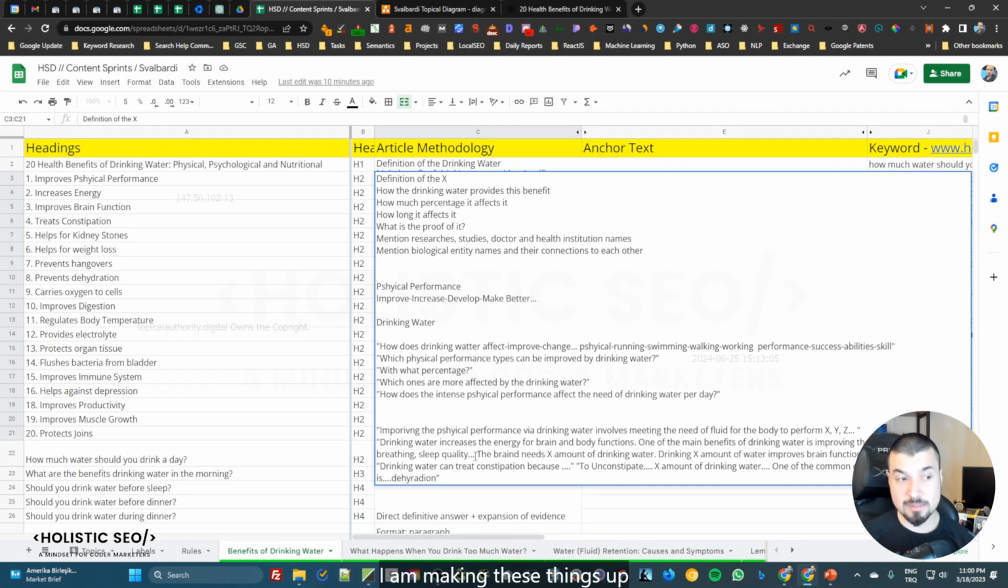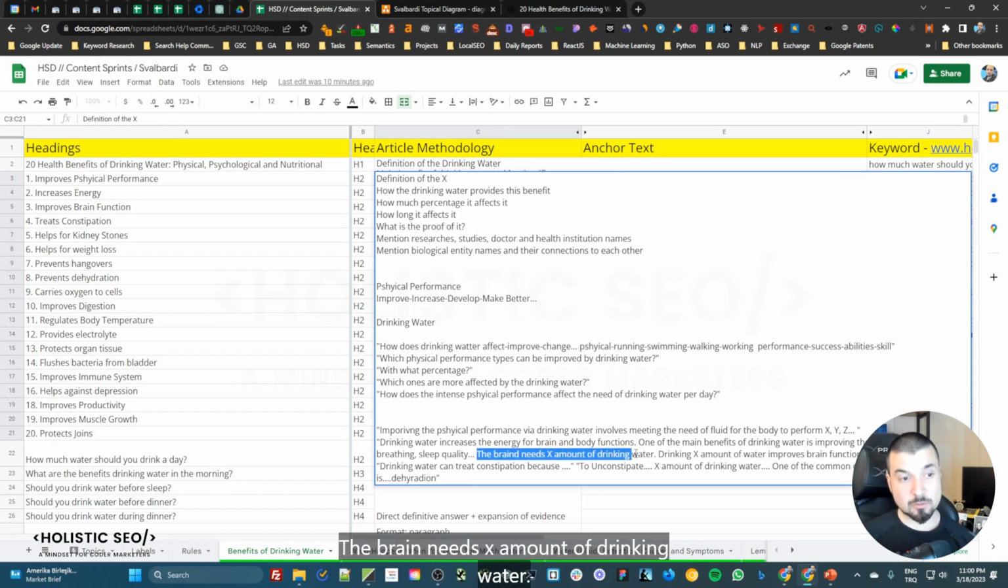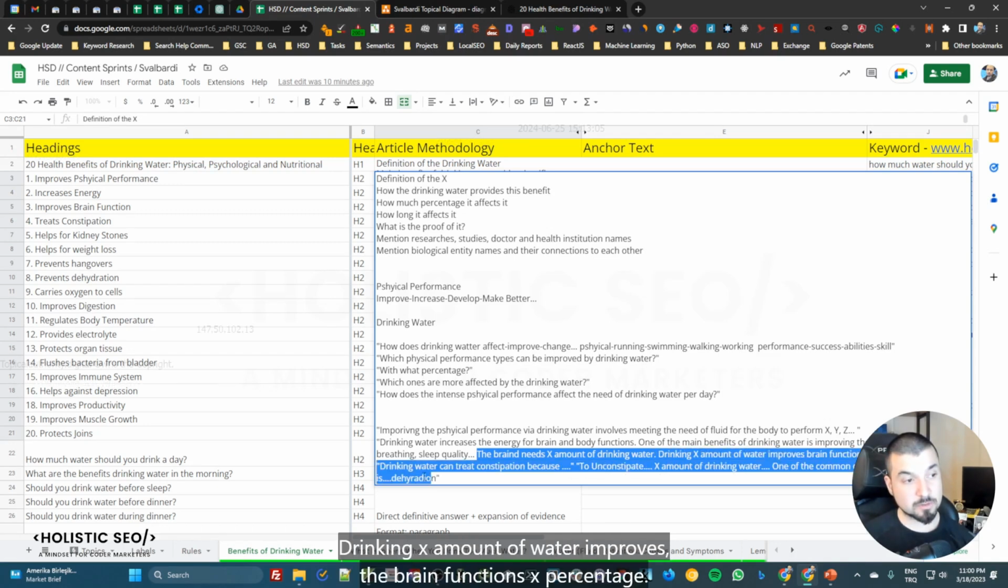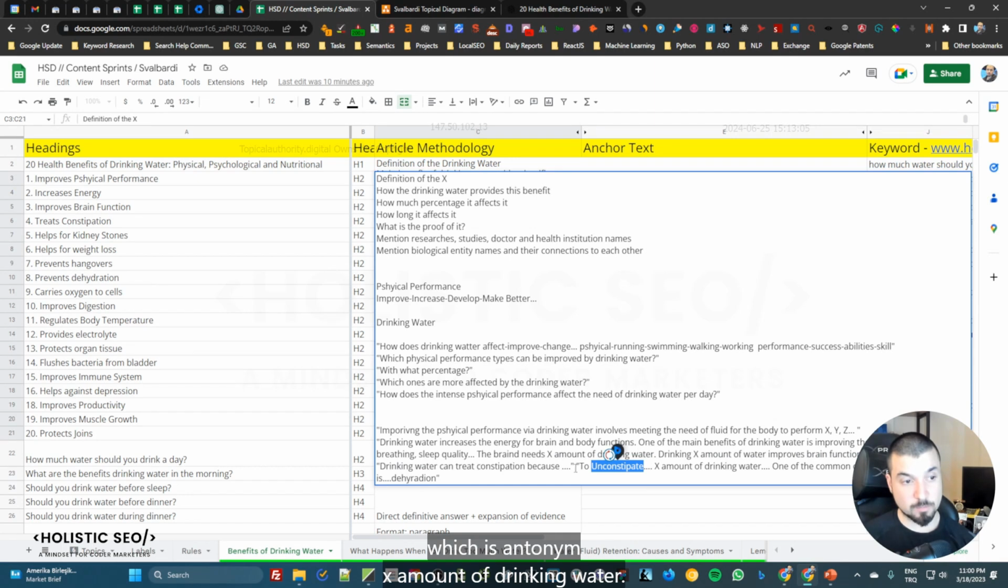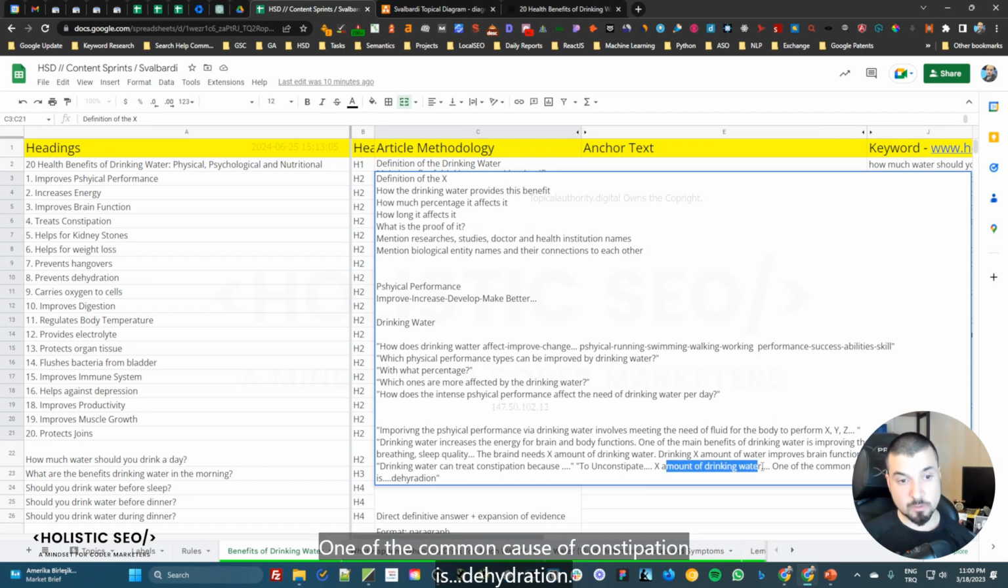I am making these things up. A real expert will be coming and changing them, but the sentence structure will stay the same. The brain needs X amount of drinking water. Drinking X amount of water improves the brain functions X percentage. Drinking water can treat constipation because blah blah to unconstipate, which is an antonym. X amount of drinking water. One of the common causes of constipation is dehydration.